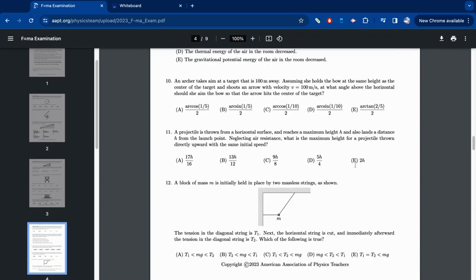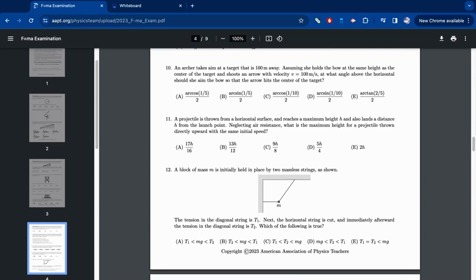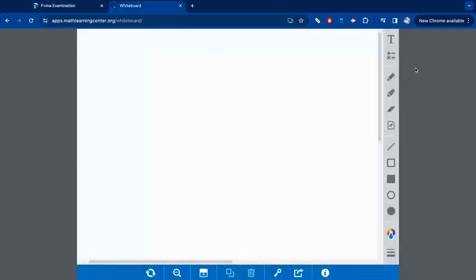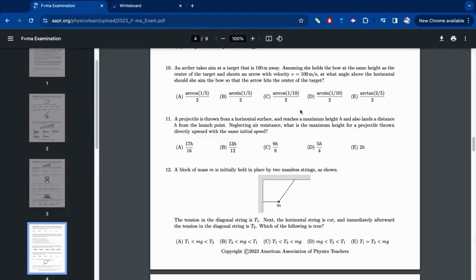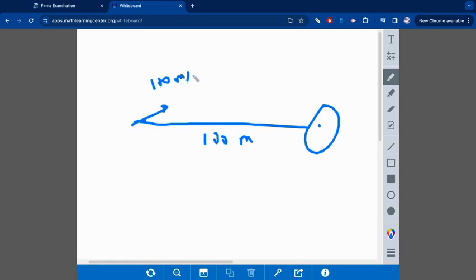Okay, so for problem number 10, we have an archer takes aim at a target that is 100 meters away, assuming that she holds the bow at the same height as the center of the target and shoots an arrow with a velocity v equals 100 meters per second. At what angle should she aim the bow so that the arrow hits the center of the target? So for this problem, basically launch an arrow to this target. So you launch it to this target, which is 100 meters away, at a velocity of 100 meters per second. And you want to find the angle.